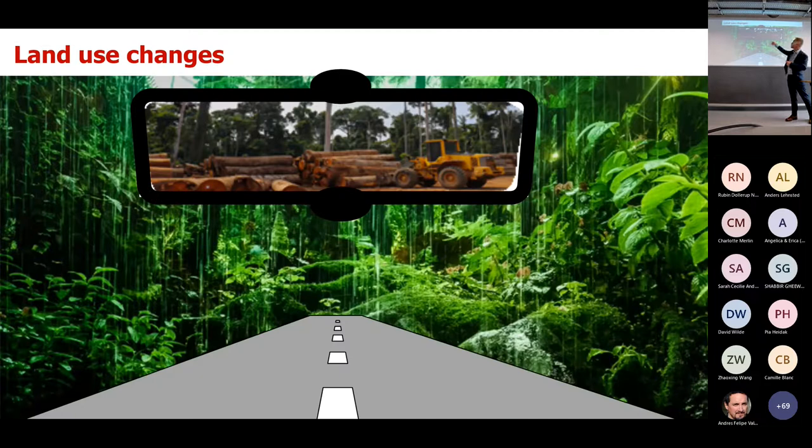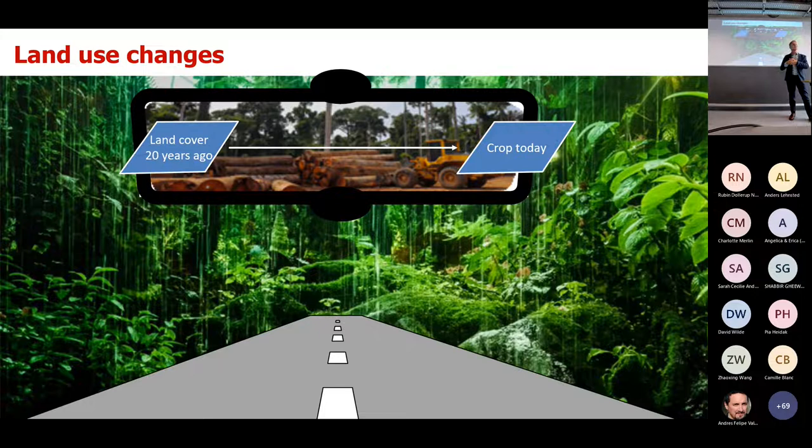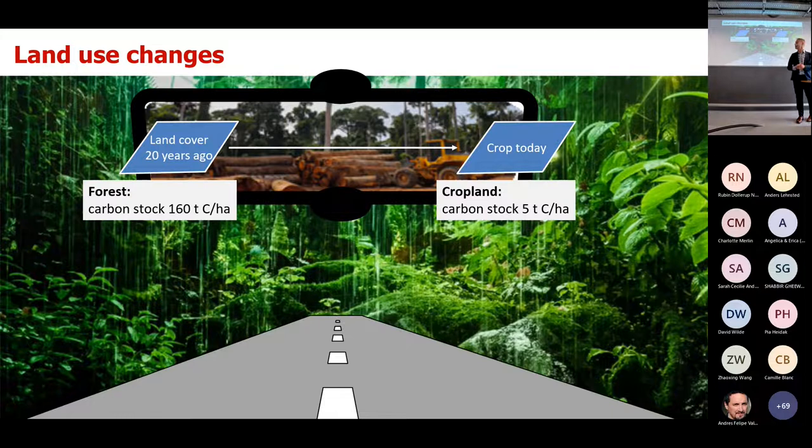Okay, how do they do that? They're looking at the crops today. That could be the oil palm and the soybean crops we have here. And then they are looking at what was on that piece of land 20 years ago. It could have been a forest. Then they are looking at, okay, 20 years ago, how much carbon was there on this plot of land? There was 160 tons of carbon per hectare because it was a nice rainforest. Then today there's only 5 because there's not a lot of carbon in the crops, on the cropland.